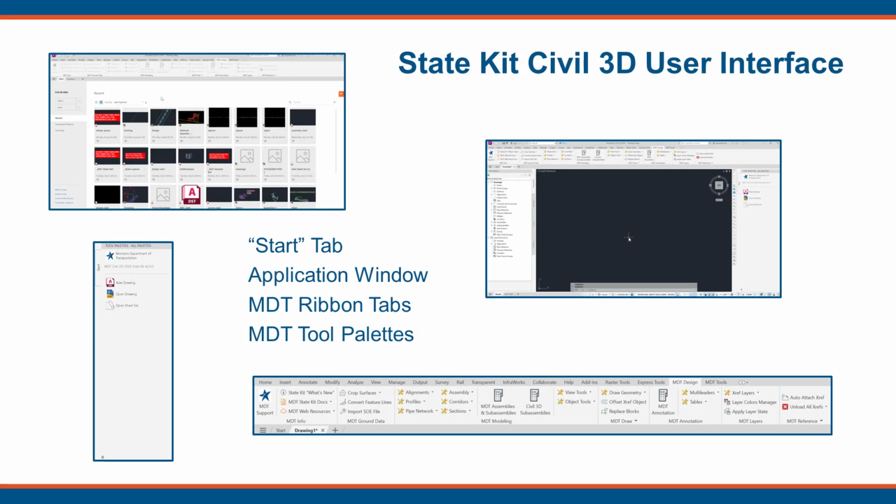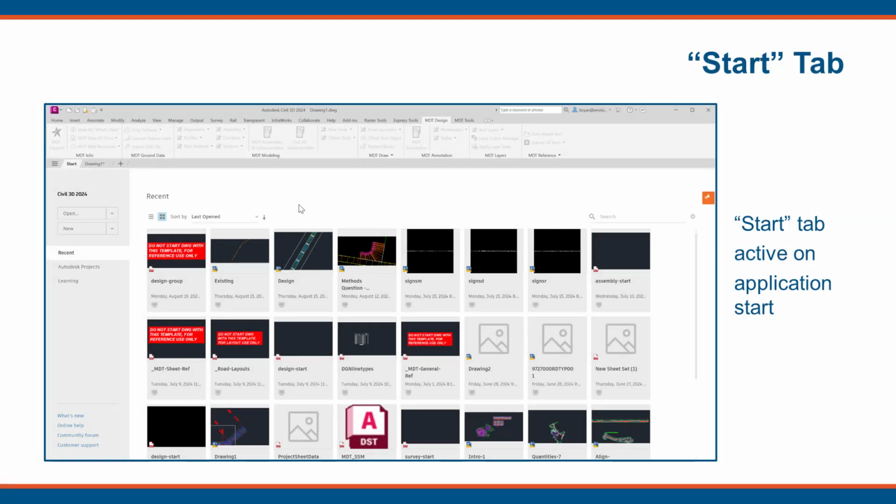There are 4 areas where the state kit modifies the standard out-of-the-box user interface. The Start tab is active, the application window has a tool palette docked, MDT custom ribbon tabs are loaded, and MDT custom tool palettes are loaded. Civil 3D with the state kit opens to the AutoCAD Start tab by default.